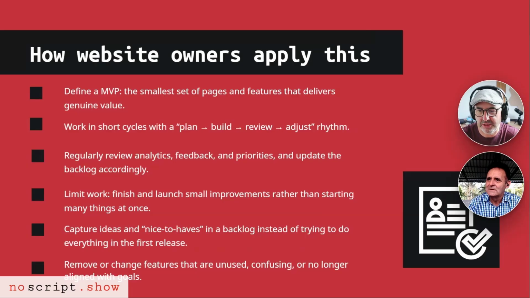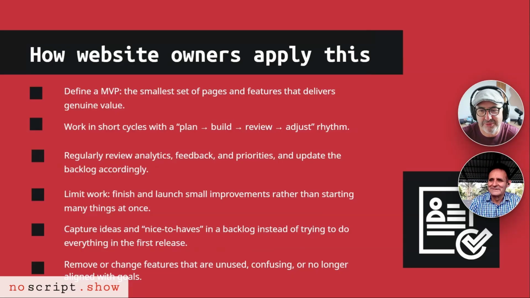So that goes back to the second bullet point in the previous slide. Work in short cycles with a plan, leads to build, leads to review, leads to adjust, a rhythm to it. And then I presume adjust goes back. Regularly review analytics, feedback, and priorities and update the backlog accordingly. Limit work, finish and launch small improvements rather than starting many things at once.